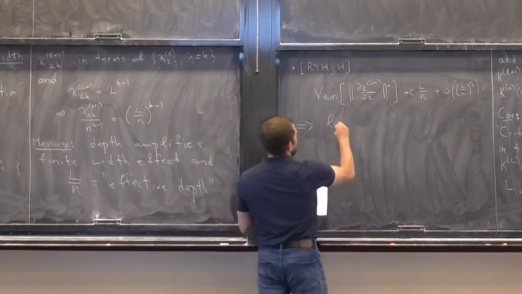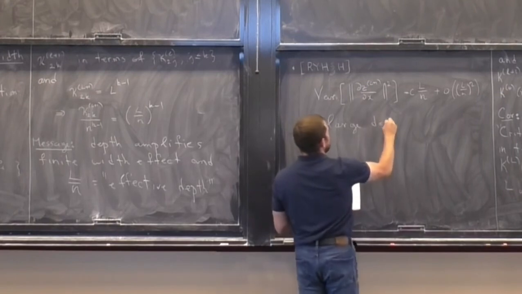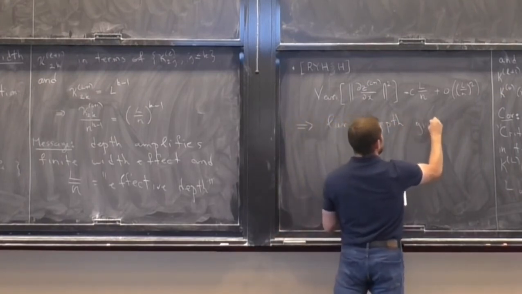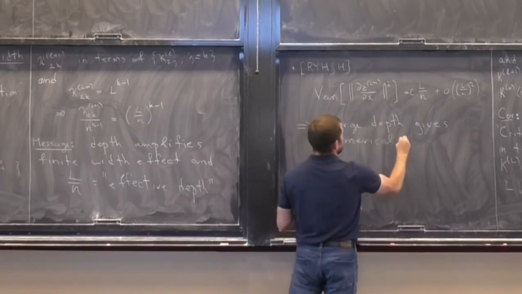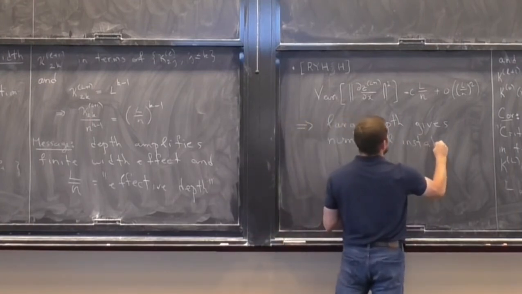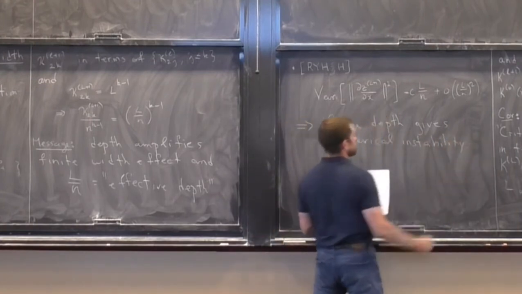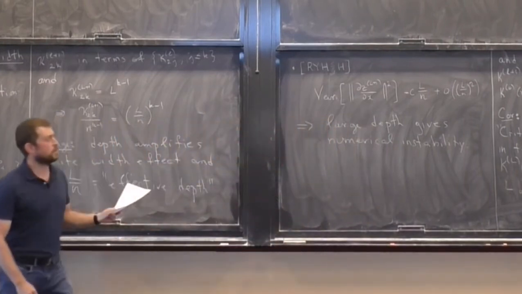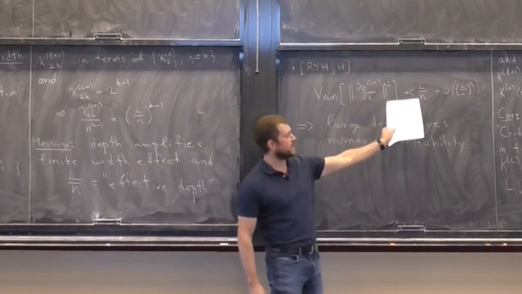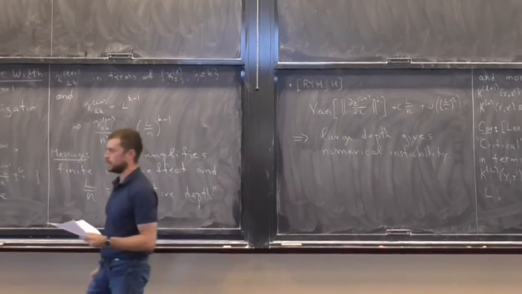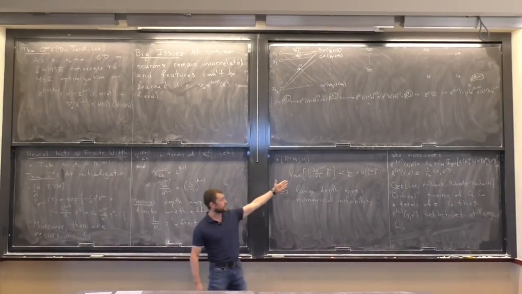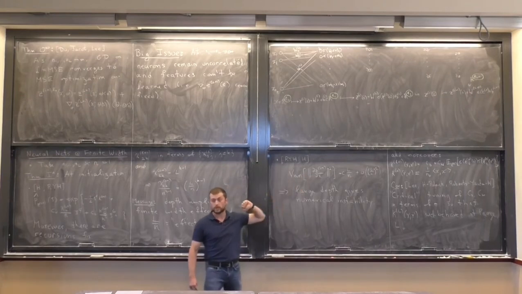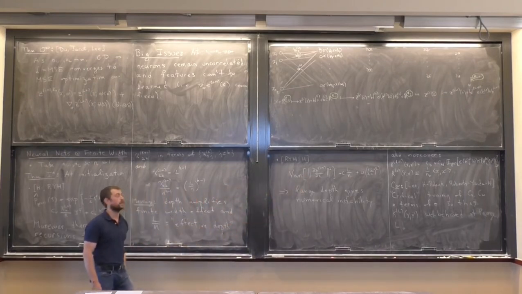So therefore, actually, large depth gives numerical instability. Because remember, we're doing gradient descent. And so the fact that the gradients are big is really kind of a disaster. Okay, but it's not just the depth, it's really the effective depth that has to be large for this to happen. And in practice, if you actually look at networks people use, the effective depth is not too big, although the depth itself might seem shockingly large.